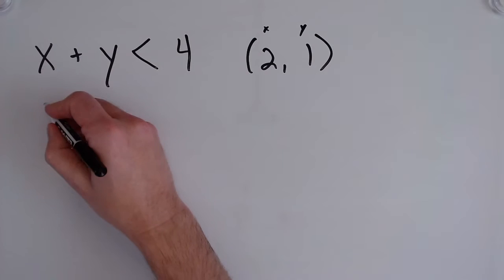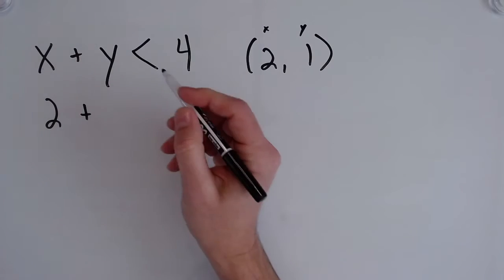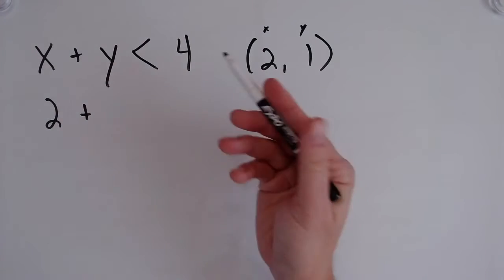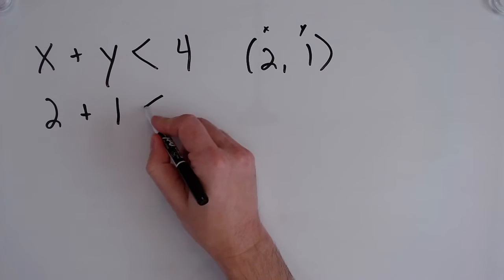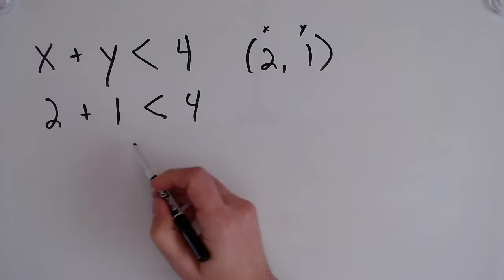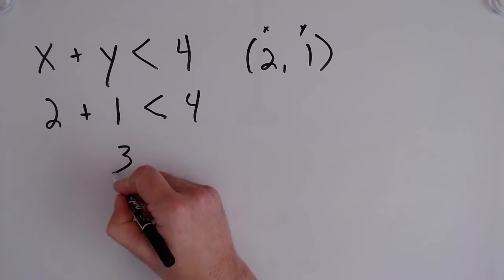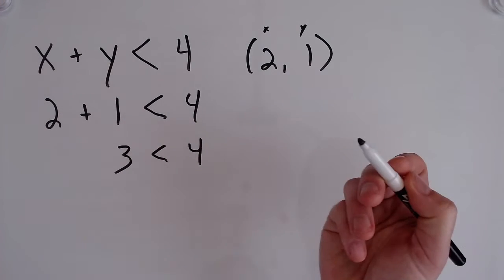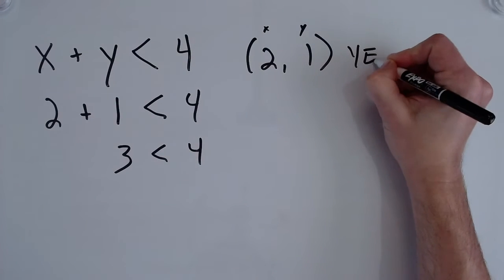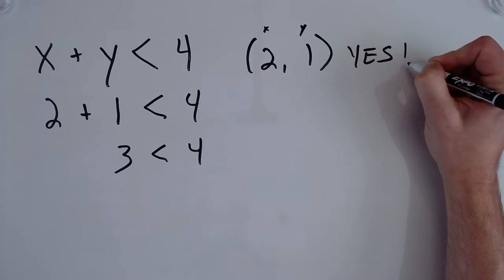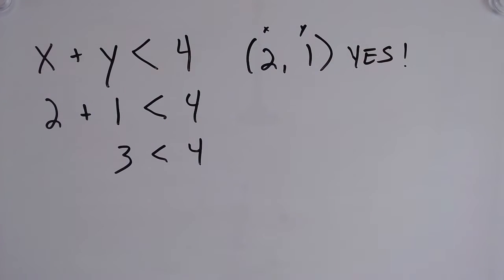So x, well that's 2. We'll say 2 plus y. y is 1. 1 is less than 4. So 2 plus 1 is 3, which is less than 4. Well, that's a true statement. So yes, this is an ordered pair that works for this inequality.